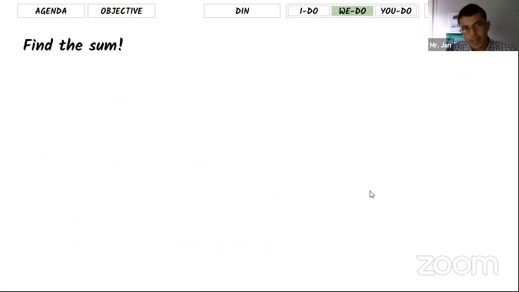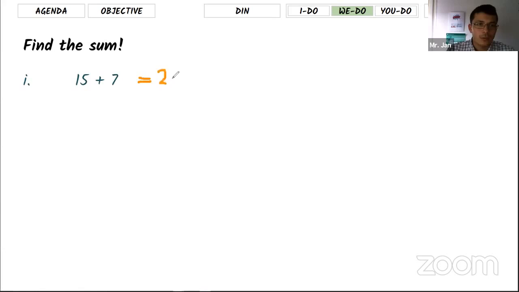So let's find the sum this time. First, we're going to say whether the result is positive or negative, and second, you need to tell me the sum of those two numbers. Okay, so what do you think? Just type in the chat box. So what do you think the result is? Because 15 is a positive number, 7 is a positive number, the result is also positive. Yes, and what is the result? Thank you so much. Yes, it is 22. So I'm going to say equals 22.